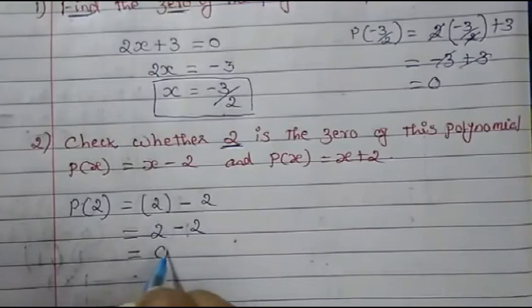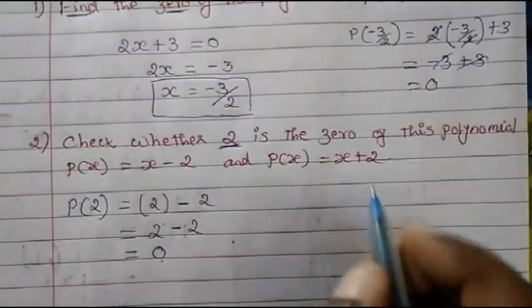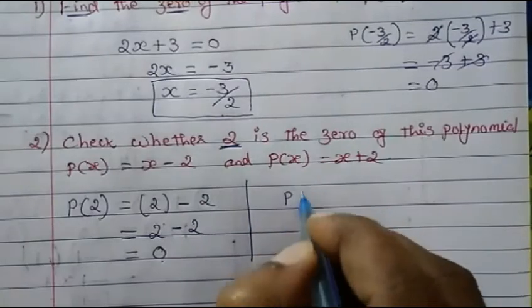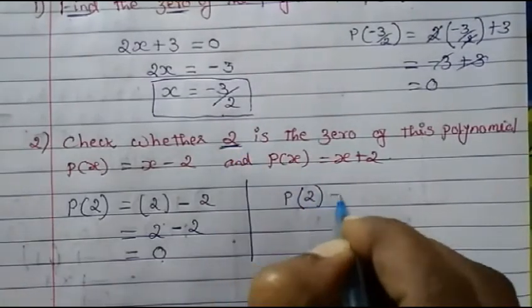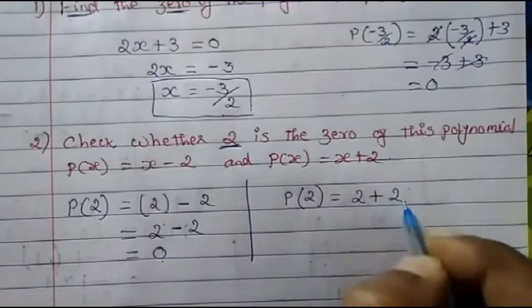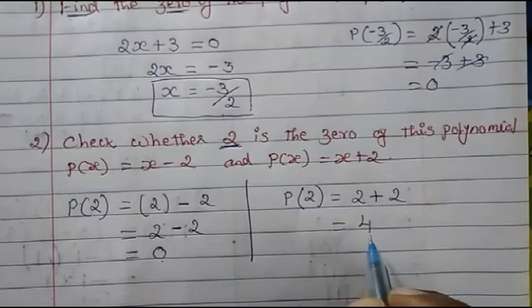So what will we get? We will get 0, because plus 2 and minus 2 give 0. What about here? In the place of x we have to put 2. So in the place of x we put 2 plus 2. So 2 plus 2 is 4. So here we have not got 0.